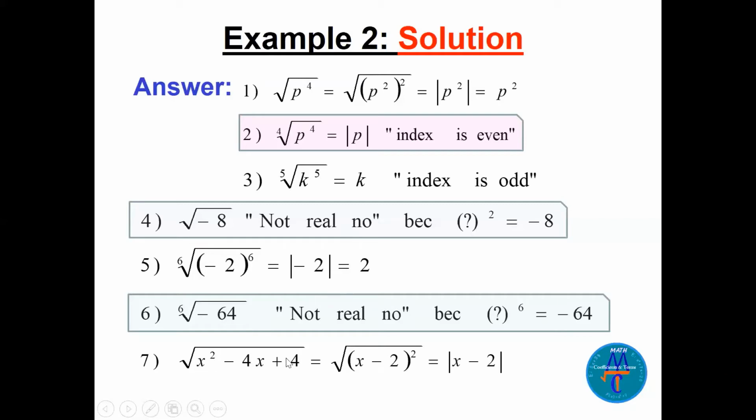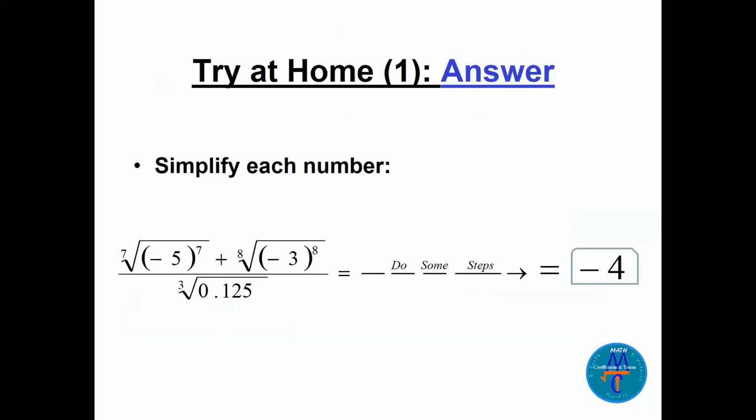Now this one is a little tricky, number 7. We cannot simplify this unless we factor it. We write the perfect square, x minus 2 all squared. So this is like a number here, like p to the power 4. This is like a number squared, and the index is 2. So the answer is absolute value of x minus 2. And that's it. We don't have a condition. We cannot go further. Only absolute value of x minus 2 is the correct answer.